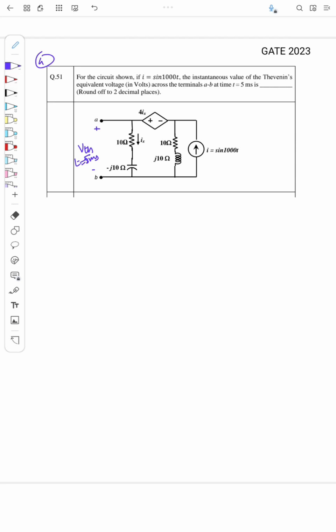So for this, I will just convert this network, the current source, to a voltage source. What I have to do is multiply the current with the impedance kept in parallel to it, right? So this is Z. So Z into I. So what is that? I will just convert this circuit as plus minus.